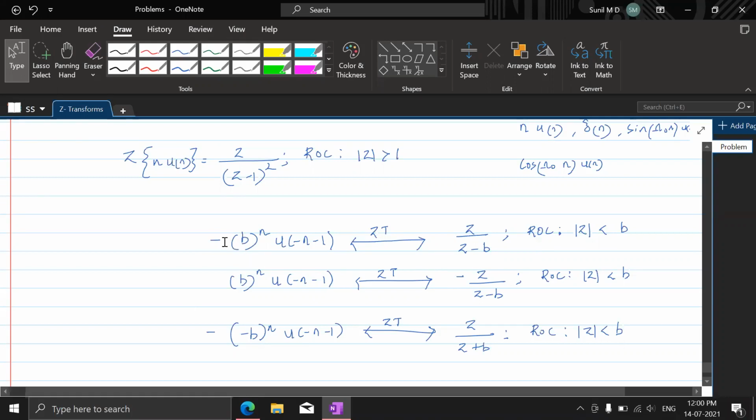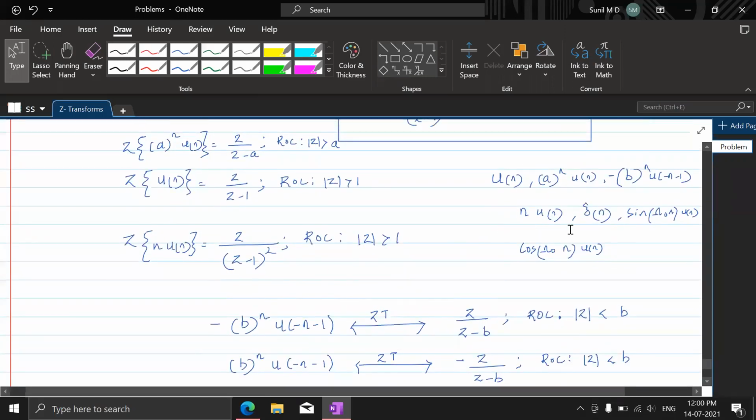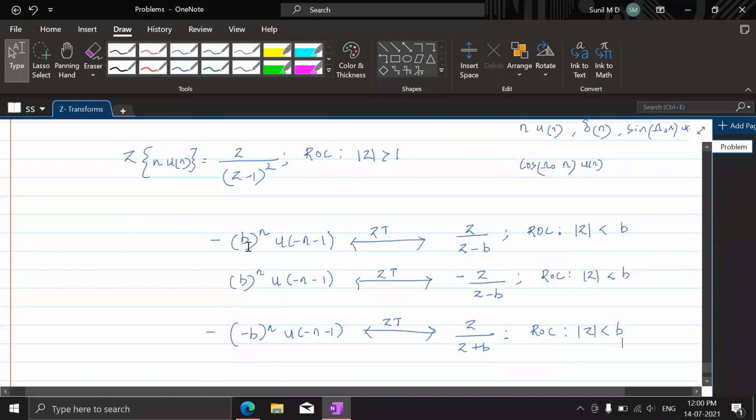Fine. So if you have minus outside as well as inside, if B is positive, B to the power n gives Z by Z minus B. If it is minus B to the power n, then it is Z by Z plus B. So this B has to be negative. Okay, so if this B is negative, negative of negative B would become plus B. Understand that? So all the small adjustments you need to make if it is modified like this. The same standard transforms could be given with these modifications. Understand? So you need to be a little careful with that. Fine. So with that, let's move on to some more problems.